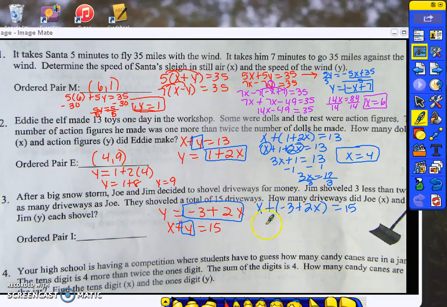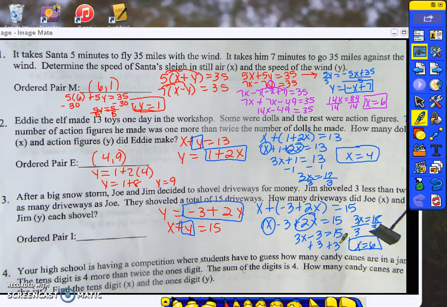I can't combine my terms, I can't distribute. So x minus 3 plus 2x equals 15. x plus 2x is 3x. Add 3 to both sides. 3x is 18. And when you divide by 3, you get that Joe shoveled 6. Jim shoveled 3 less than twice as many as Joe. Negative 3 plus 12 is 9. So your ordered pair is 6, 9. You'll go to the right 6, up 9, and put an I beside it.